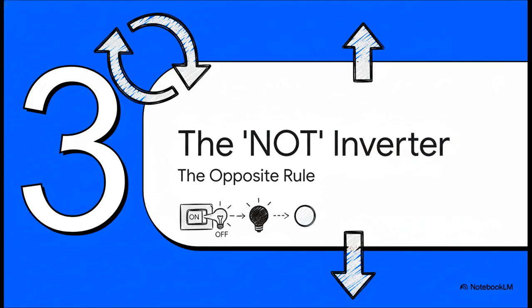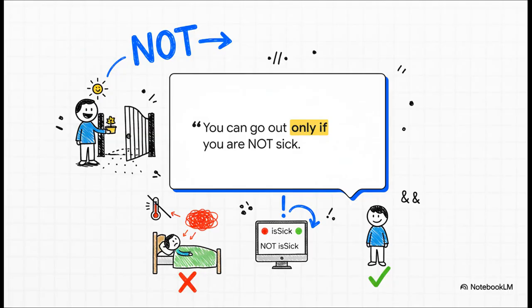Okay, our third and final operator is honestly the easiest one to grasp. It's the not operator. Its entire job, its only job, is to just flip whatever value it's given, to just invert it. And this is just so intuitive. You can go out only if you are not sick. So the condition for going out is that being sick has to be false. If the variable is_sick is true, then not is_sick becomes false, and you gotta stay home.